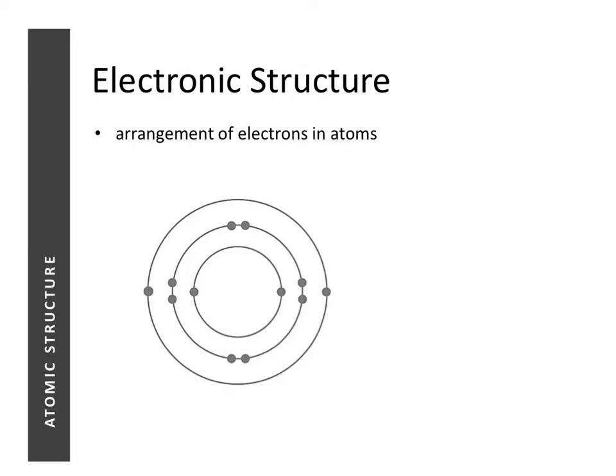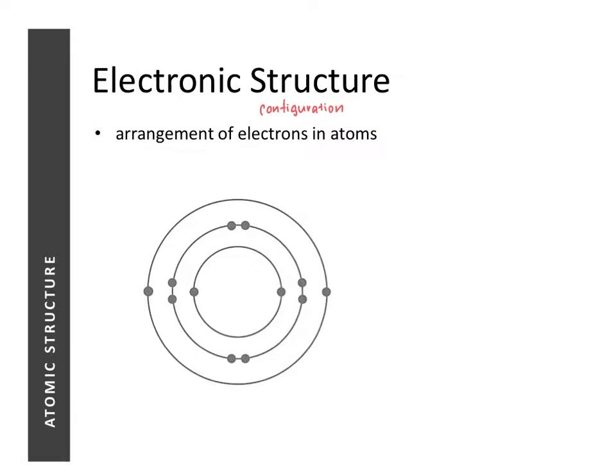Now, the last part of atomic structure, we need to learn something called electronic structure. Sometimes electronic structure is also known as electronic configuration. What does it mean? It means how electrons are arranged in atoms. Very early on, I've mentioned that electrons actually orbit the nucleus in regions which we call electron shells.